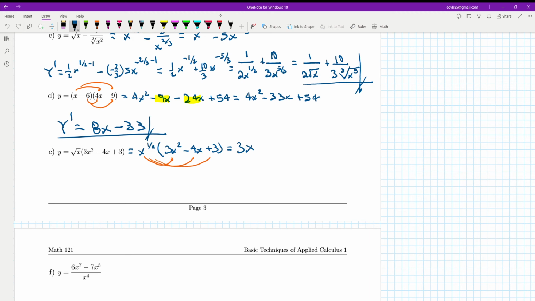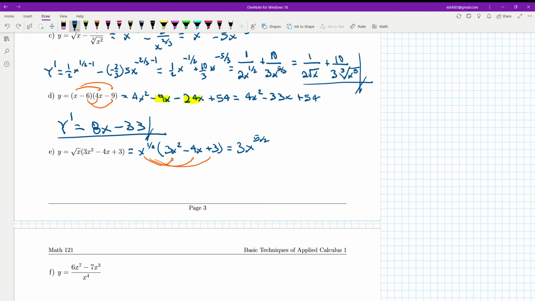So x to the 1/2 plus 2, so that's going to give us a 5/2. Where am I getting this 5/2 from? Because when we multiply the same base, what do we do with the exponents? We add the exponents. So what we do is add 1/2 plus 2. That should give us 5/2.